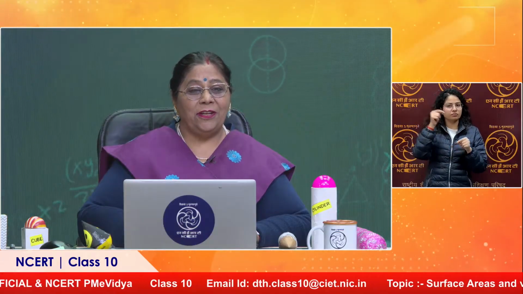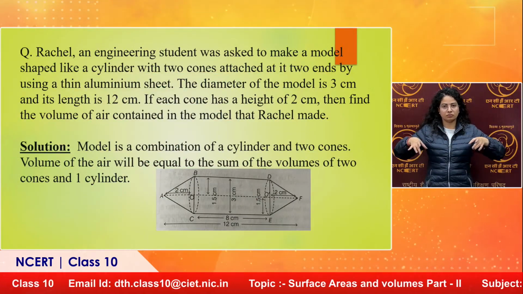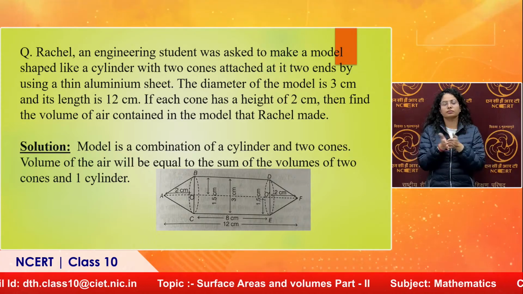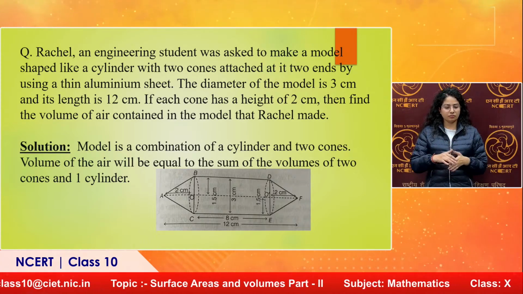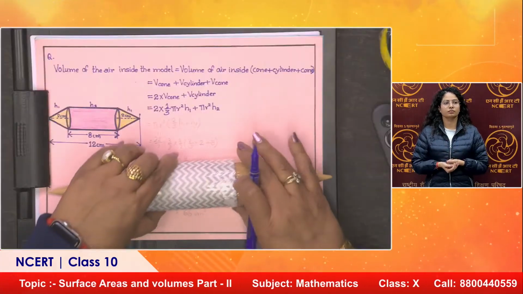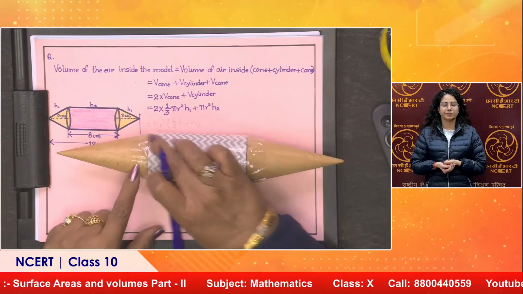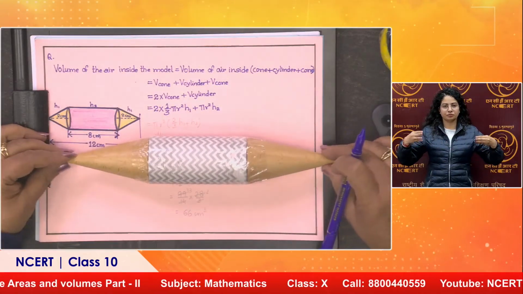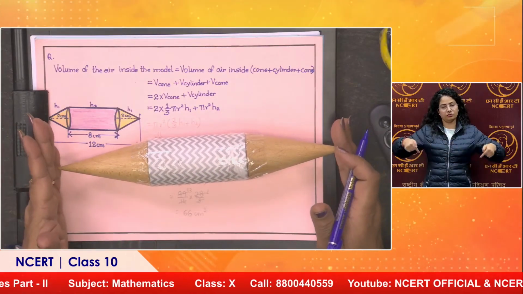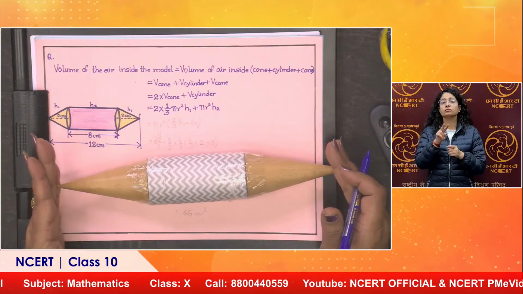They should visualize the problem. Okay. First, you try to understand the model. Here the model is a combination of a cylinder and two cones, children, right. So, the volume of the air will be equal to the sum of the volumes of the two cones and a cylinder. Simple. Let me show you the model I have made for you to understand. See here, this is the cylinder, right, and these are the two cones. Okay, children, and the total length is given. How much is it? 12 centimeters.